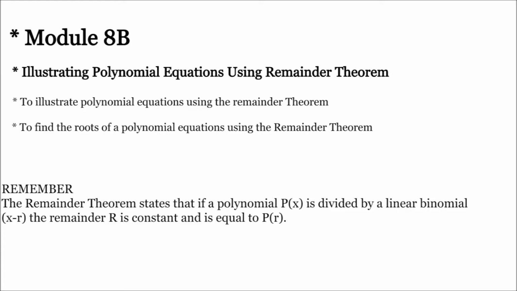Module 8b is all about illustrating polynomial equations using the remainder theorem. The objectives are to illustrate polynomial equations using the remainder theorem and to find the roots of a polynomial equation using the remainder theorem. Now remember, the remainder theorem states that if a polynomial p of x is divided by a linear binomial x minus r, the remainder is a constant and is equal to p of r.